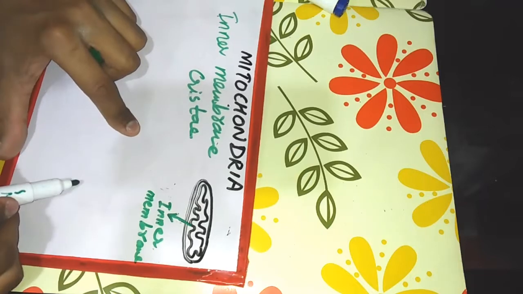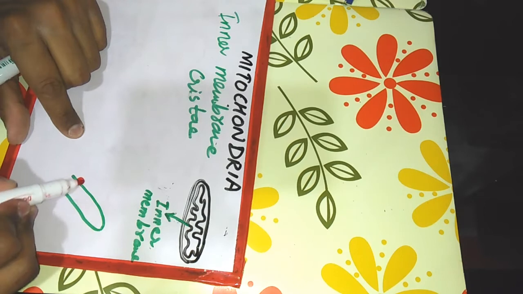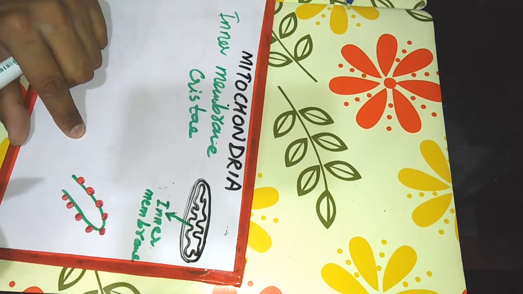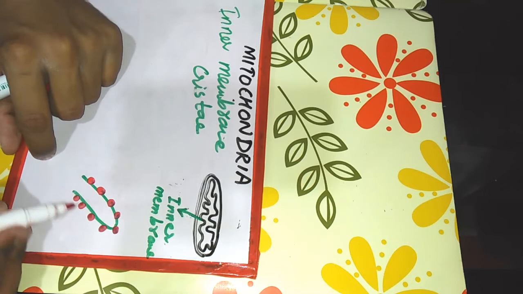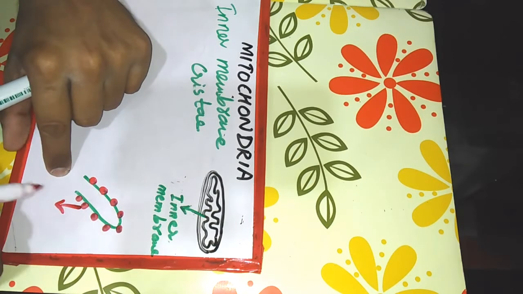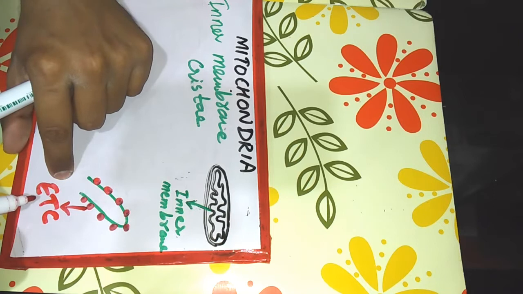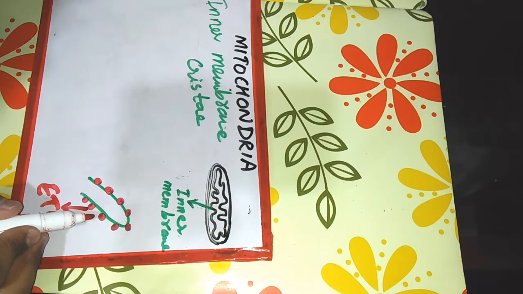On these cristae, for example, this is a crista. It's an individual crista. This crista has some special proteins, which are called the ETC complex, electron transport chain complex. These are integral proteins of the inner membrane. They pass the electron, so these complexes pass the electron. So it is called the electron transport chain protein. We will discuss this electron transport chain whenever we start the chapter bioenergetics.